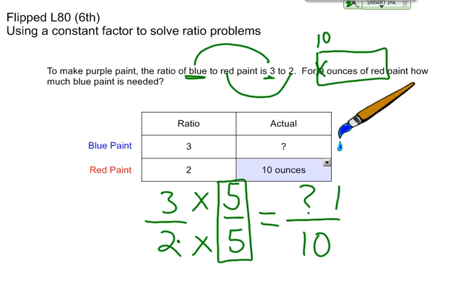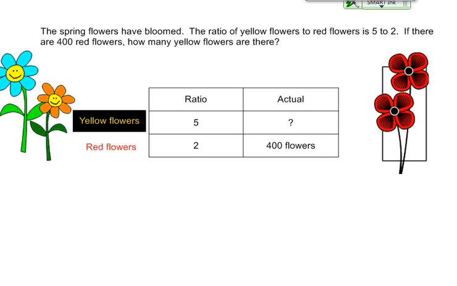And so in the end, 3 times 5 is going to give us 15. So while we had 10 ounces of red paint to start, in the end we're going to need 15 ounces of blue paint. All right, so we have that idea. A little bit of confusion with my poor placement skills. However, let's try another one just to make sure we get this down.